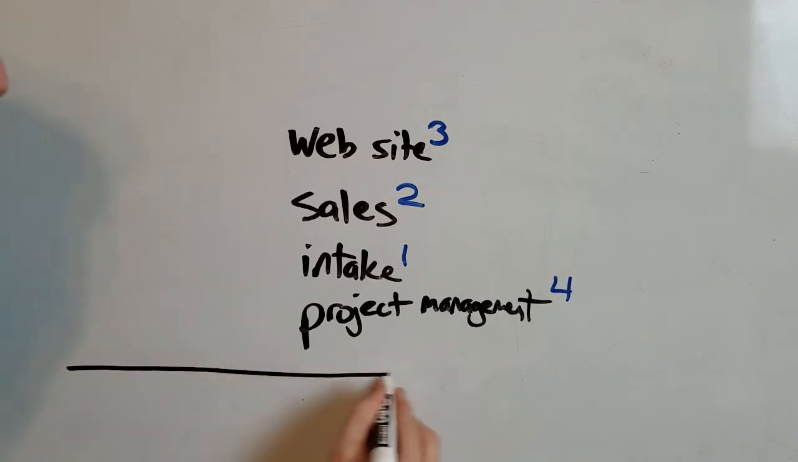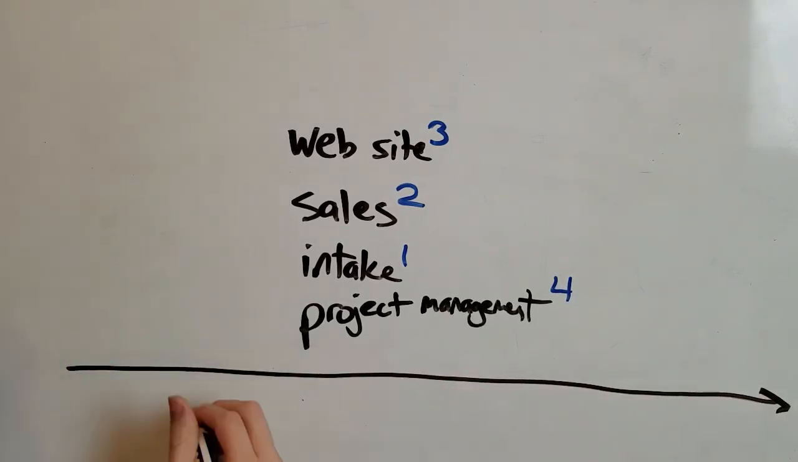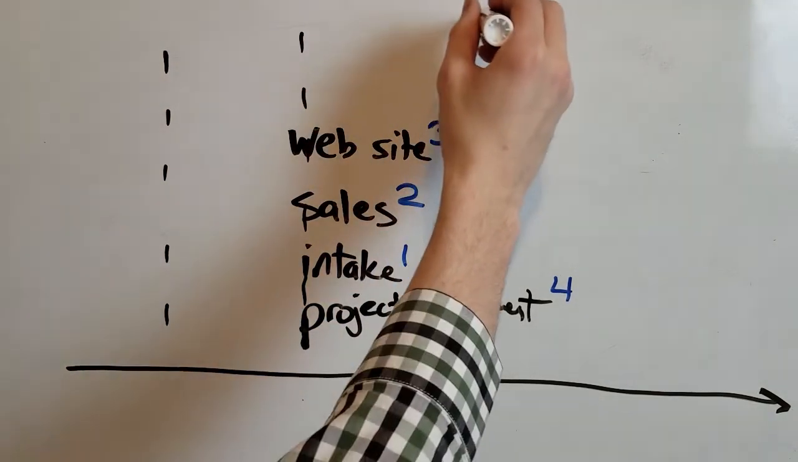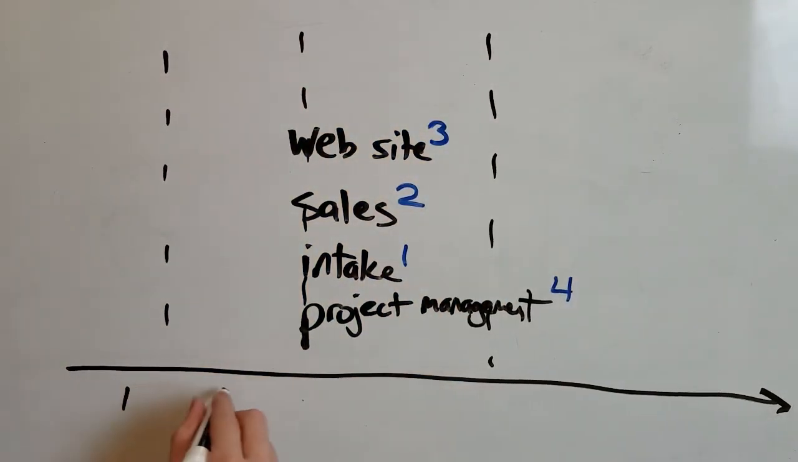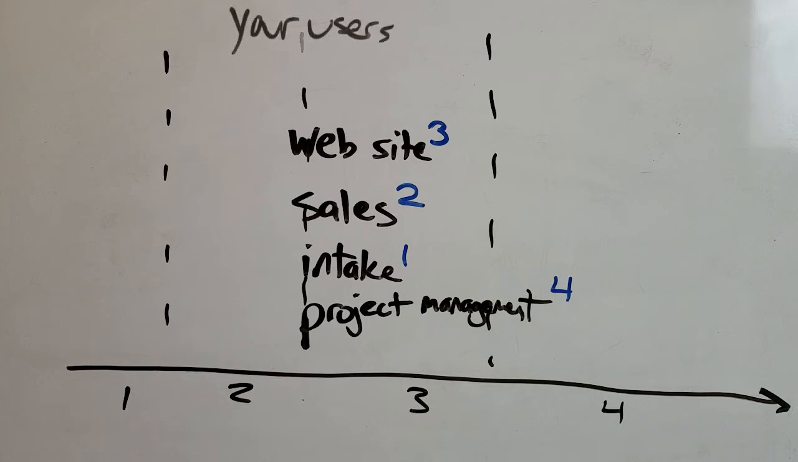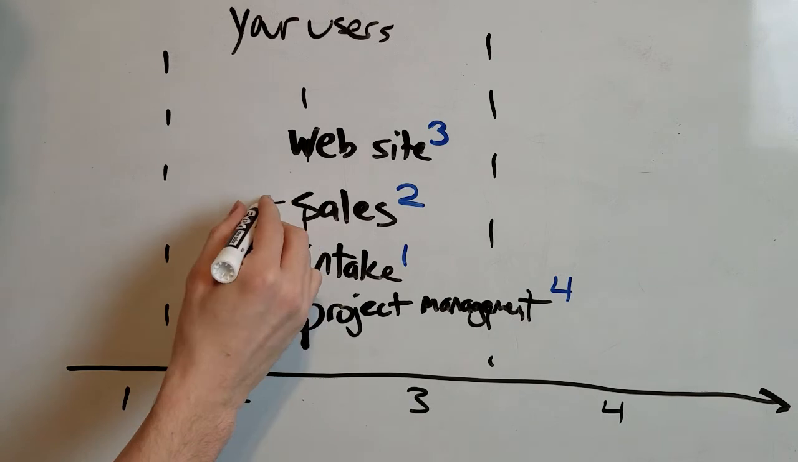First, draw an x-axis along the bottom of the page. Then divide that x-axis into 4 sections and label the sections for each of the stages, 1 through 4. Then write the user that you identified, the person that is consuming the value your organization is creating, at the top above the map. This is where things get a little bit tricky.